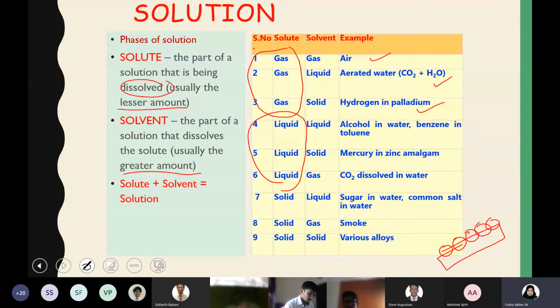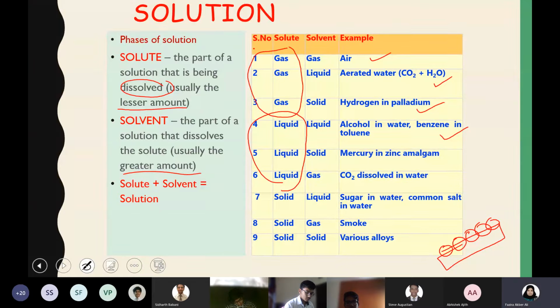It is a solution when the components are homogeneously mixed throughout the solution. So that is the first case, liquid and liquid combination, where examples can be any two liquids which are completely miscible. They should mix up to exist as one substance. That is the case in alcohol in water and benzene in toluene, which is also a very well-known example.